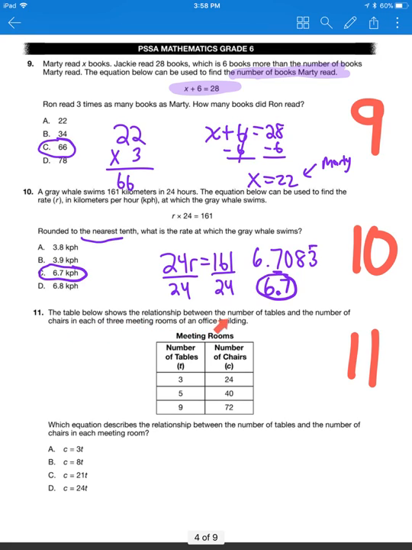The table below shows the relationship between the number of tables and the number of chairs in each of 3 meeting rooms in an office building. All right, tables, chairs. 3 tables, 24 chairs, 5, 40. Okay. Which equation describes the relationship between the number of tables and the number of chairs in each meeting room?